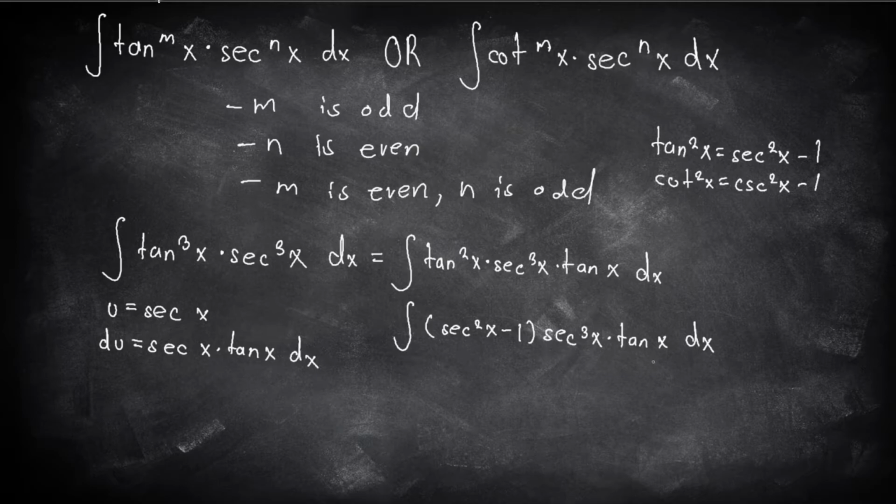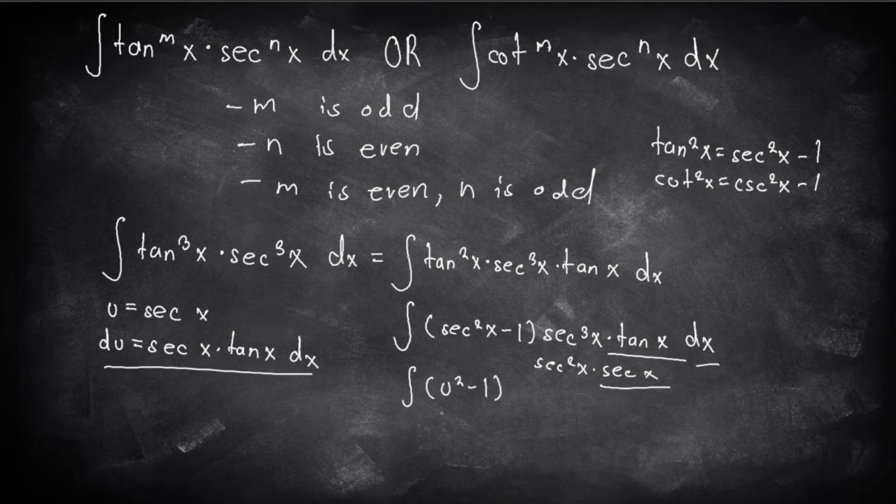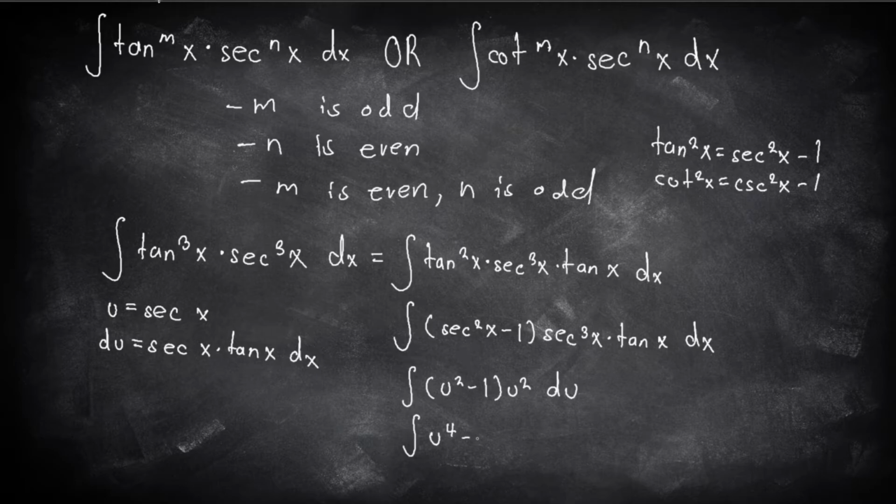And from here, we can substitute u squared minus 1, and we can separate this out. It says secant squared of x times secant of x. So this secant of x, this tangent of x, and this dx satisfy this du. So we have u squared left over because of the secant squared, and that other secant, as I said before, goes with our du. Now expanding this out, distributing u squared, this gets us u to the power 4 minus u squared du.